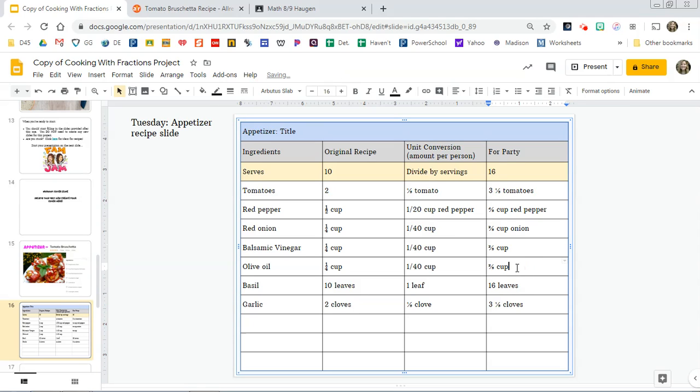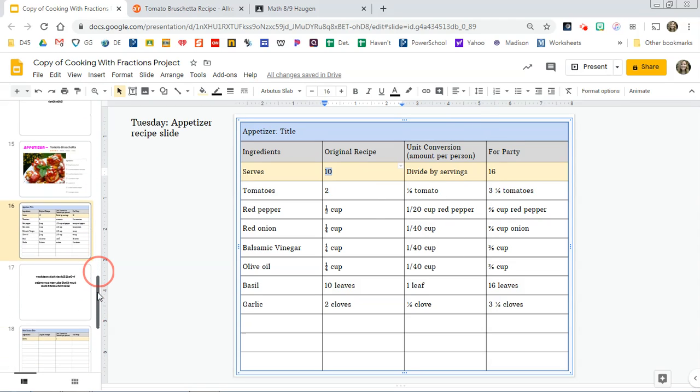So bottom line, what you need to do is take your recipe, put the ingredients, check what it says, how many people it serves. Yours might not be 10, whatever number that is, divide all these things by that number, and then multiply by 16 for the appetizer.